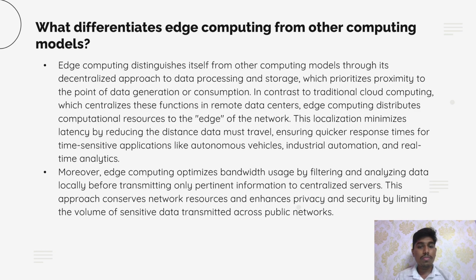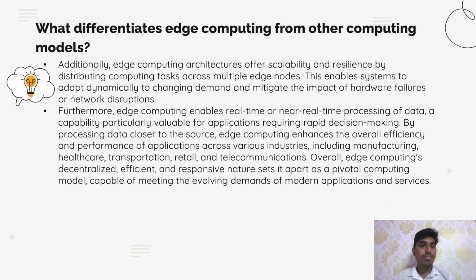Moreover, edge computing optimizes bandwidth usage by filtering and analyzing data locally before transmitting only pertinent information to centralized servers. This approach conserves network resources and enhances privacy and security by limiting the volume of sensitive data transmitted across public networks. Additionally, edge computing architectures offer scalability and resilience by distributing computing tasks across multiple edge nodes. This enables systems to adapt dynamically to changing demand and mitigate the impact of hardware failures or network disruptions.